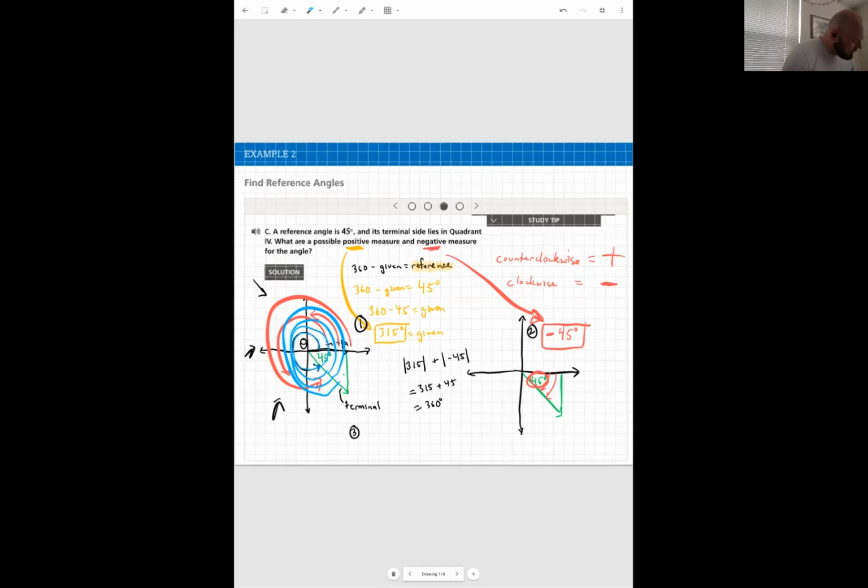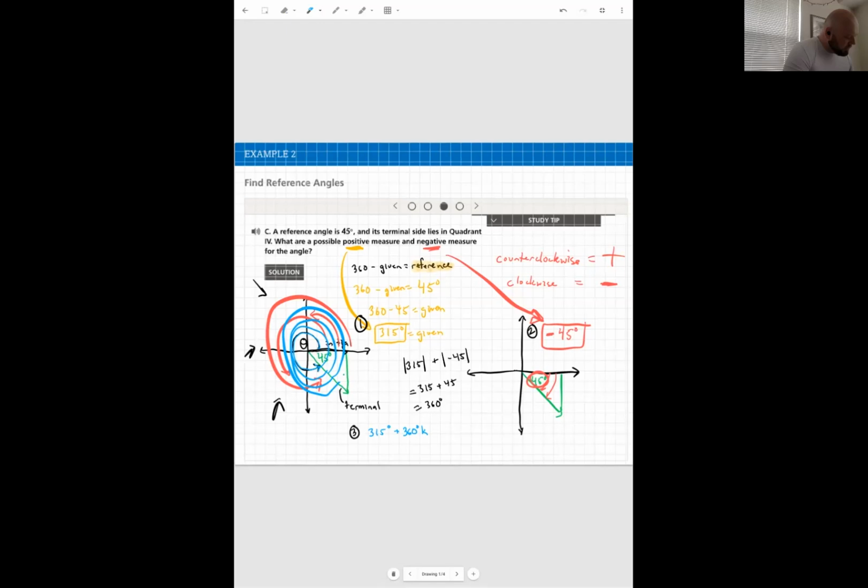So this angle could also be considered 315, which is our positive measurement, plus some multiple of a full circle, 360 degrees. K is just how you say some constant. So if K is 0, 360 times 0 is 0, and that just gives you 315. But if K is 1, then you have 315 plus 360, which just puts you back in the same spot. So another way you could talk about this is 315 plus 360K.